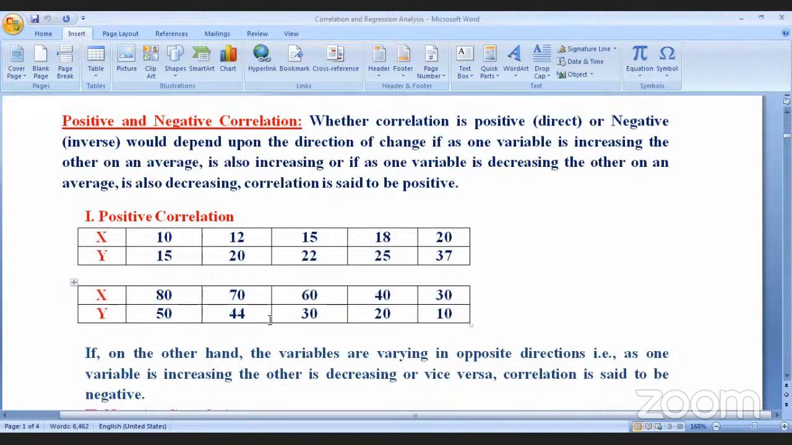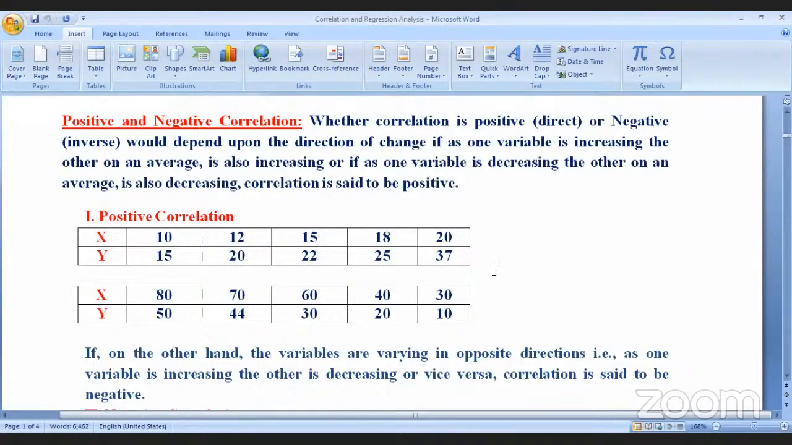Sometimes the value also decreases like this: 80, 70, 60, 40, 30, and 50, 44, 30, 20, 10. See how the x variable values are slowly decreasing. In the same manner, the y variable is also decreasing. If, on the other hand, the variables are varying in opposite directions, one variable increasing and the other decreasing or vice versa, correlation is said to be negative.